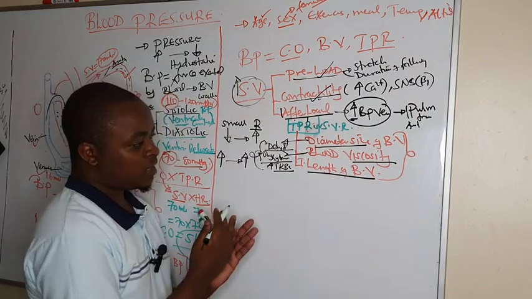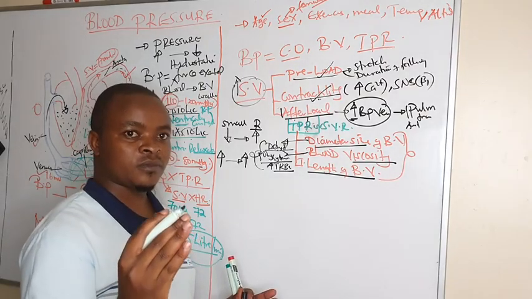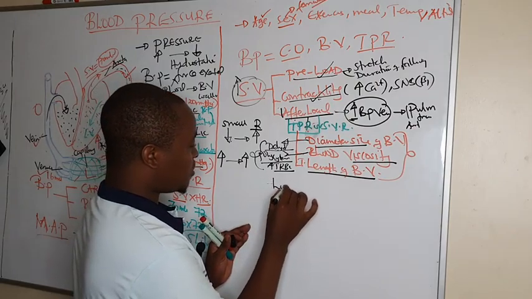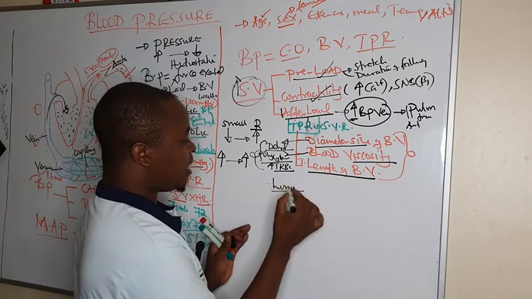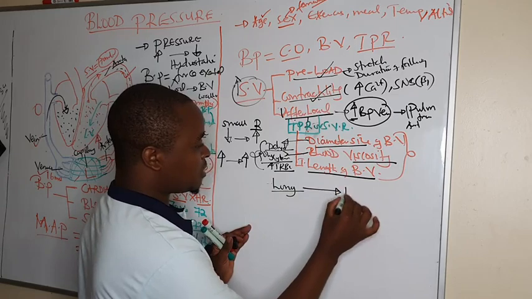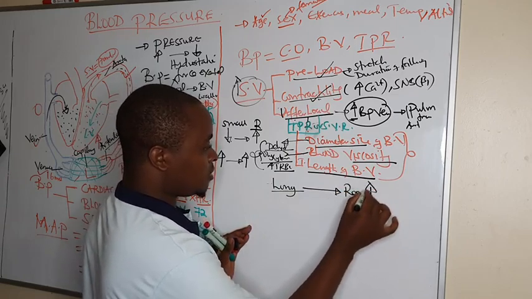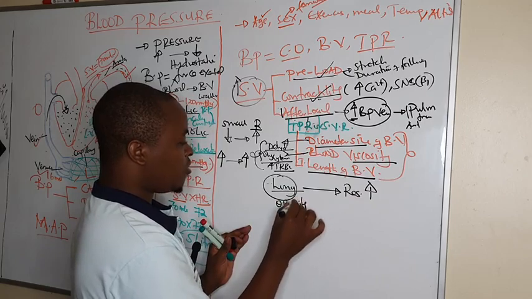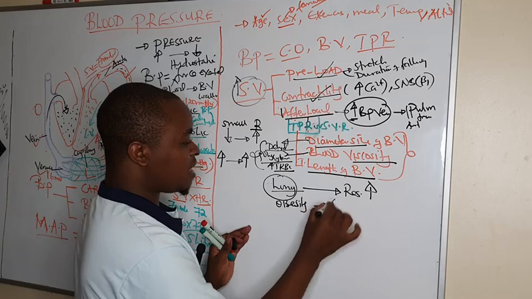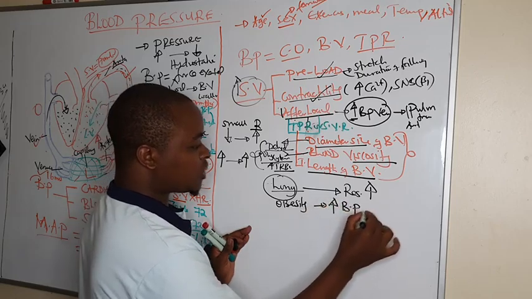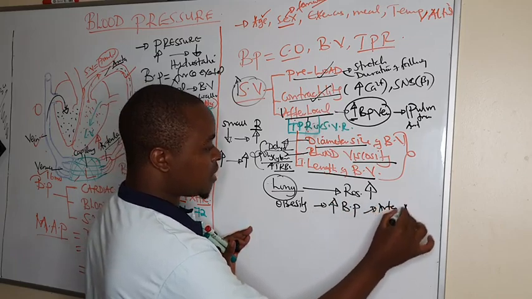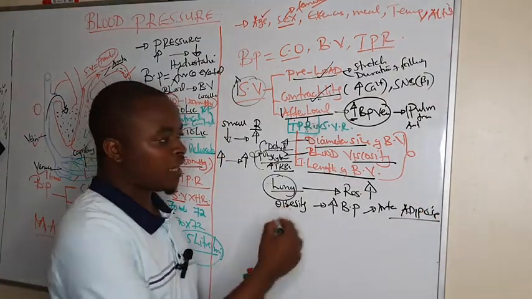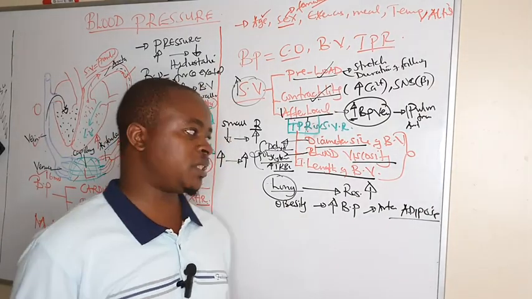Then the total length of the blood vessel. The longer the blood vessel, when the blood vessel is very long, the resistance is also high. And this one explains why obese people, or those obese patients, tend to have high blood pressure because of extra arteries supplying the adipose tissue, and they end up having hypertension. So the longer the blood vessel, the higher the resistance.